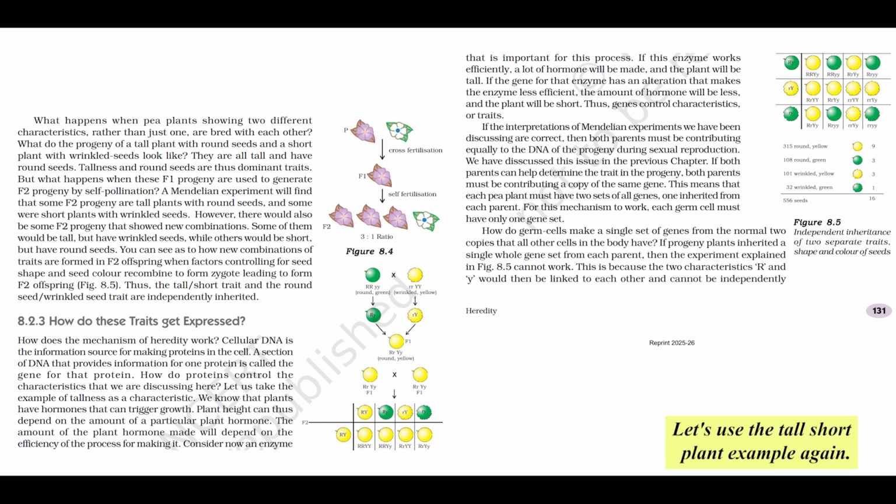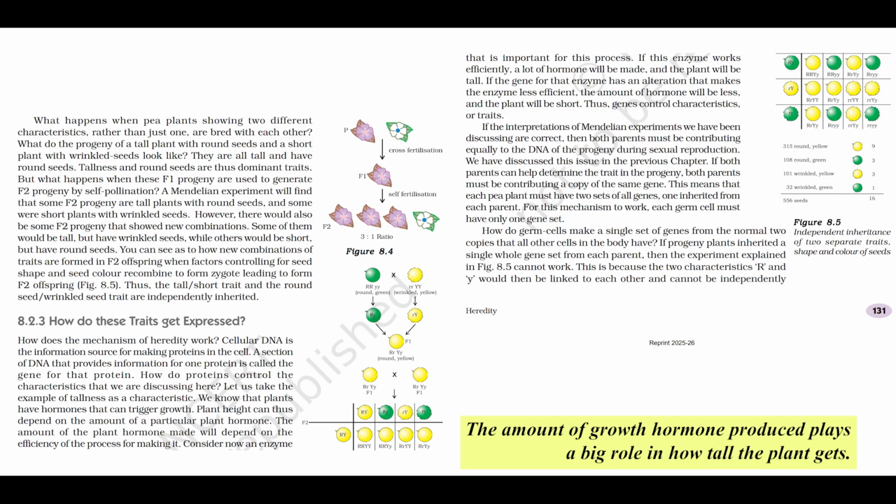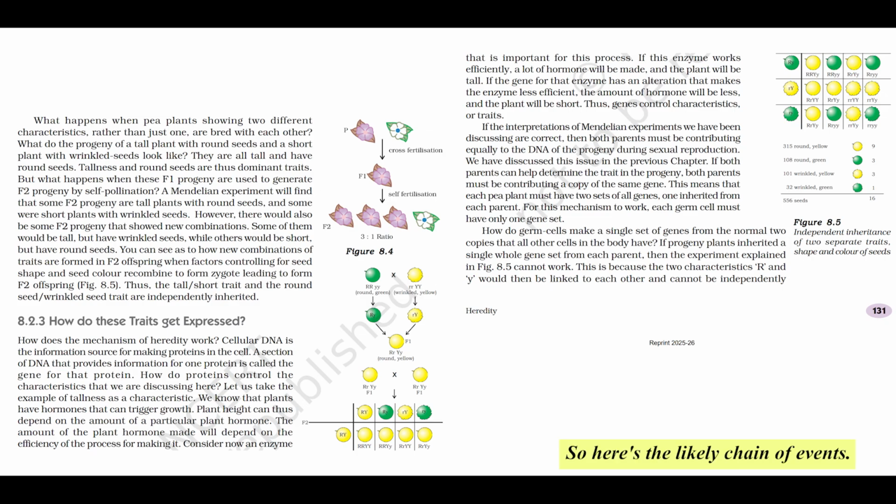That's the crucial link. Let's use the tall, short plant example again. Plant height is influenced by growth hormones. The amount of growth hormone produced plays a big role in how tall the plant gets. Now, the production of that hormone is a biochemical process. And what drives biochemical processes in cells? Enzymes. Remember, enzymes are proteins that catalyze specific reactions. So here's the likely chain of events.